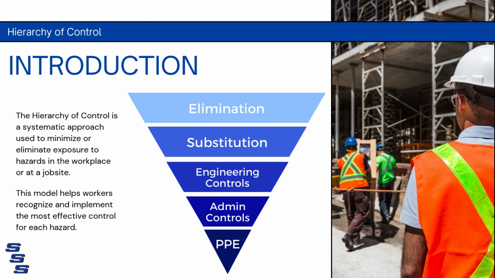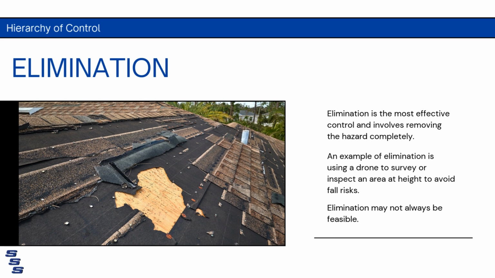Let's break down each level of the hierarchy with specific examples. Elimination is the most effective control and involves completely removing the hazard. An example may be using a drone to survey or inspect areas at height to avoid fall risks. Depending on the scenario, elimination may not be feasible.